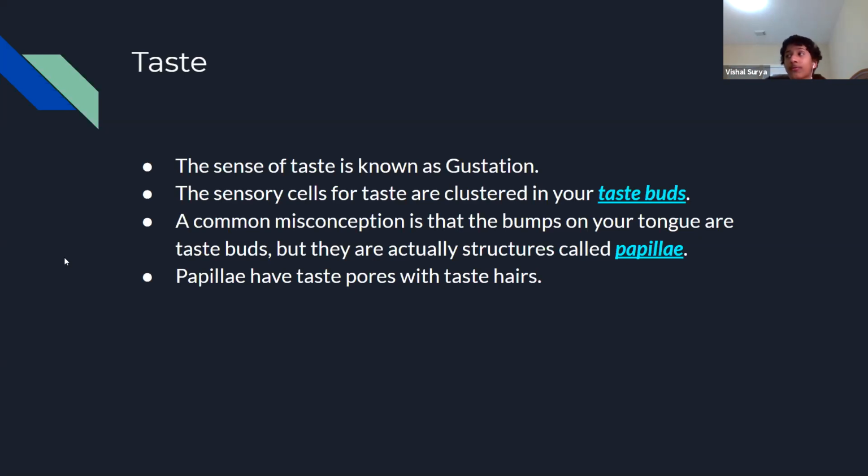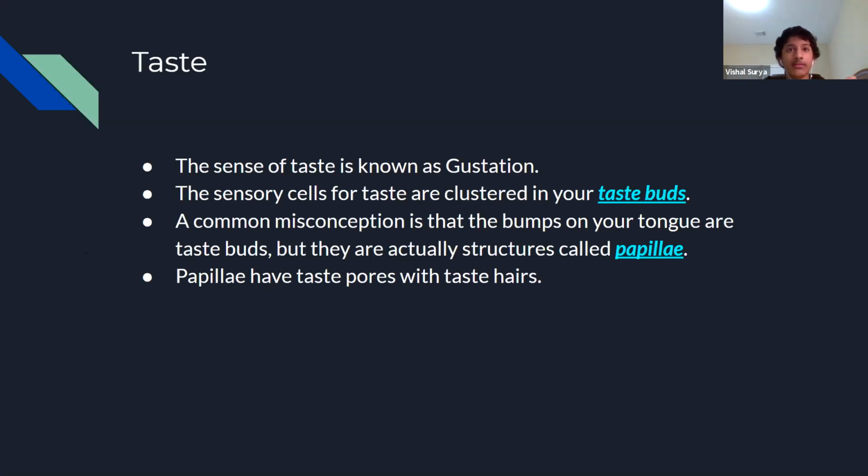The sensory cells for your taste are clustered in your taste buds. A common misconception is that the bumps on your tongue when you stick out your tongue in the mirror are your taste buds, but they actually aren't. They are a structure known as papillae. There are multiple types of papillae, but we don't need to get into them. Papillae have the taste pores with taste hairs in them, which allows the different food molecules to get in there.